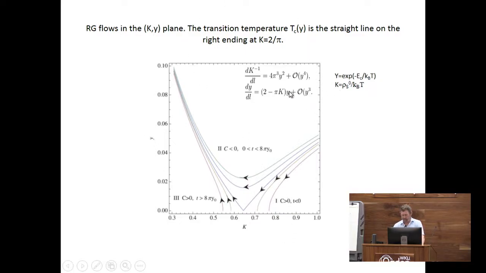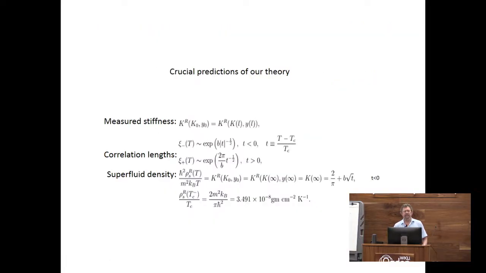So, what are the conclusions? Okay, now here are the predictions of the theory. The first one is the measured stiffness constant. And this measured stiffness constant depends on the initial parameters, which are called K sub 0 and Y sub 0. So those are the initial parameters of your system. And one can show that this is equal to the stiffness constant as a function of your new parameters, your new interaction constant and your new fugacity.